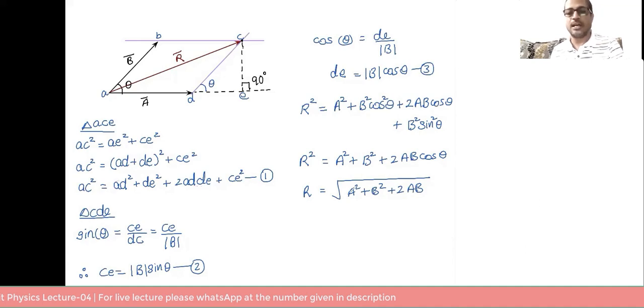And did you understand the last but one step? Why did only B square come here? Because B square cos square theta plus B square sin square theta, and sin square theta plus cos square theta is 1. Okay, write down up to this first, all of you, including the diagram.